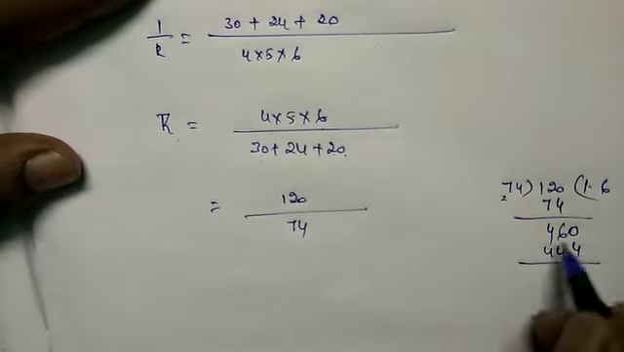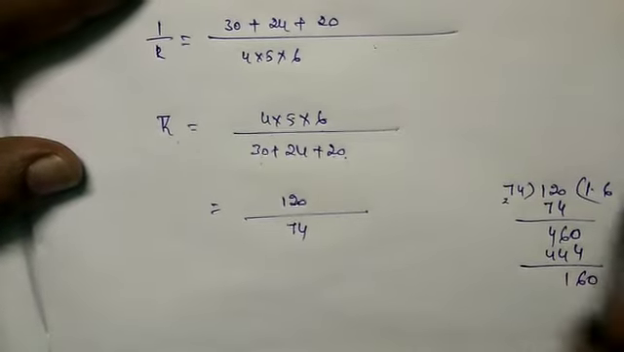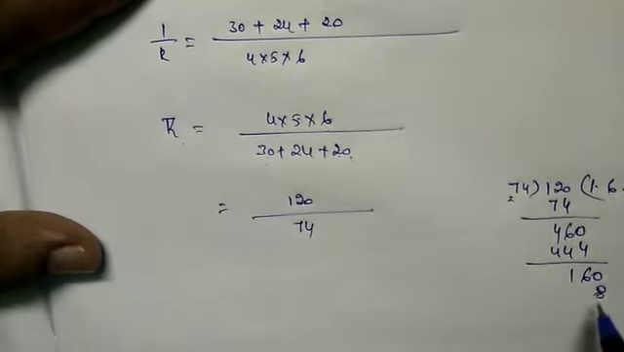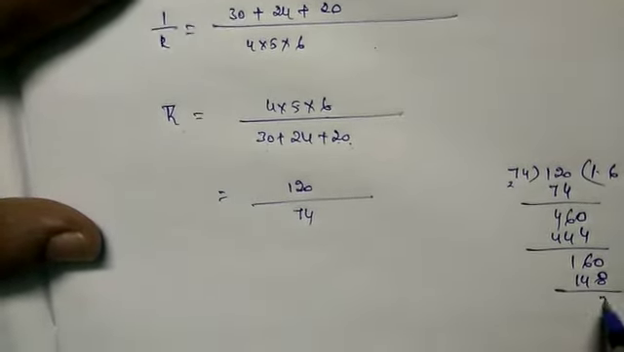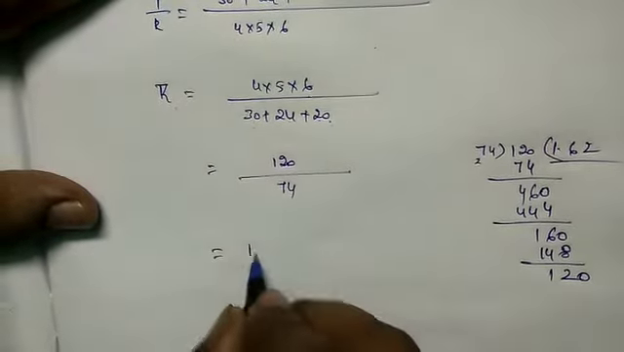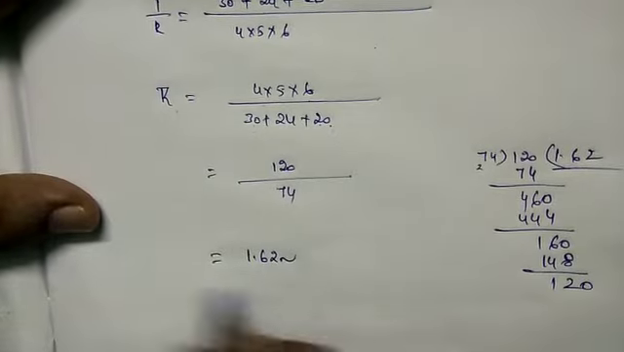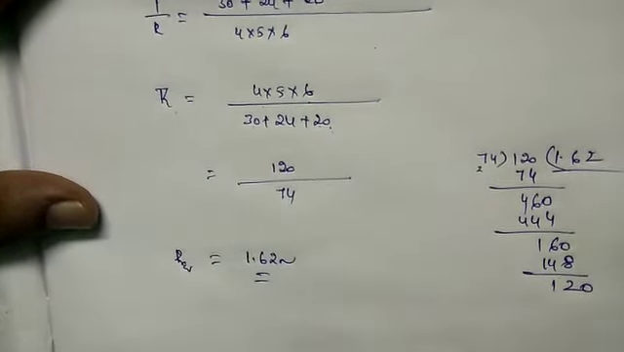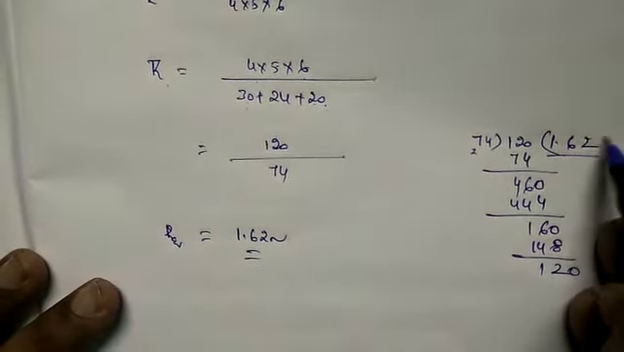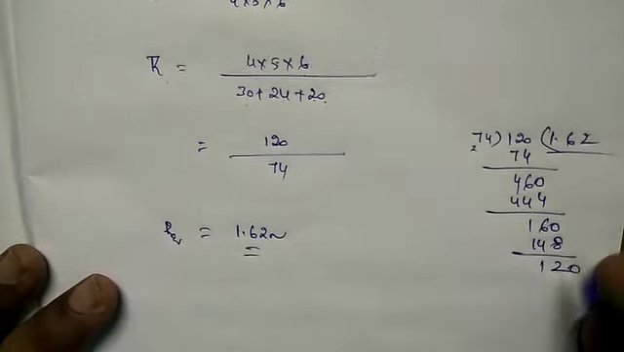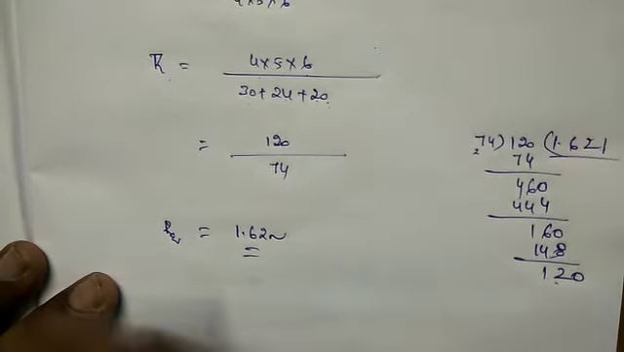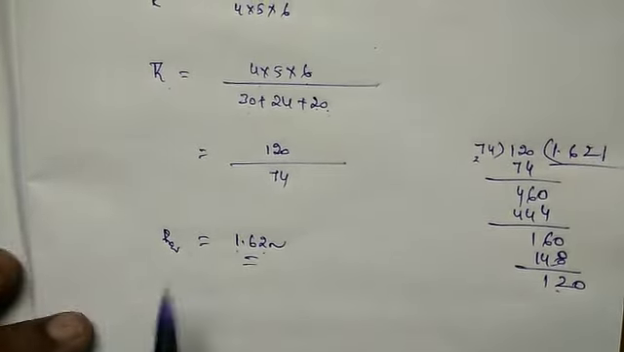Again we continue the division, 74 ones are 74, 74 twos we can get. 2 fours are 8, 2 sevens are 14, and again we get 120, like that. So approximately 1.62 ohms. So R equivalent is equal to 1.62 ohms. Otherwise, 74 into 2 is 148, so we get 1.621 ohms. So we can take 1.62. This is R equivalent.